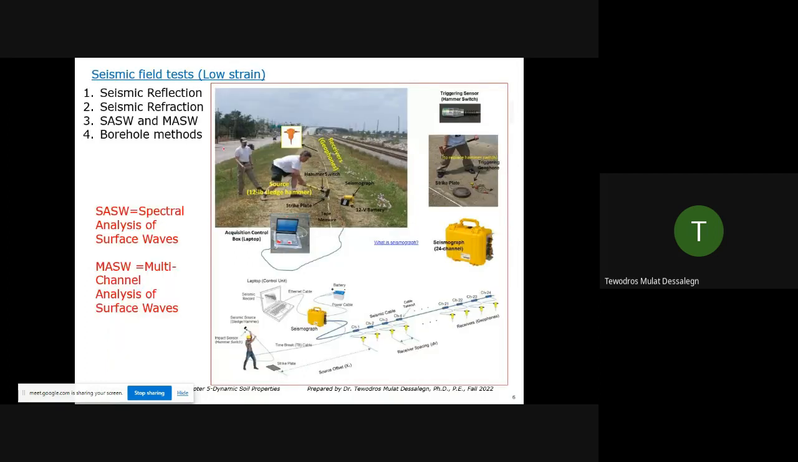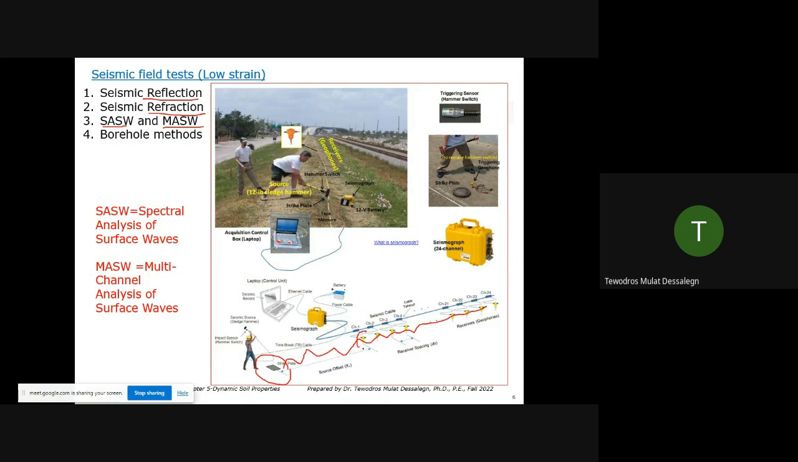In the seismic field tests, we have reflection, seismic refraction, SASW, MASW, and borehole methods. And the general technique is, let's say you apply a source, you hit the ground with a hammer, or you can do some kind of explosion. So what this does is it creates a wave. There is a wave passing along the ground surface.